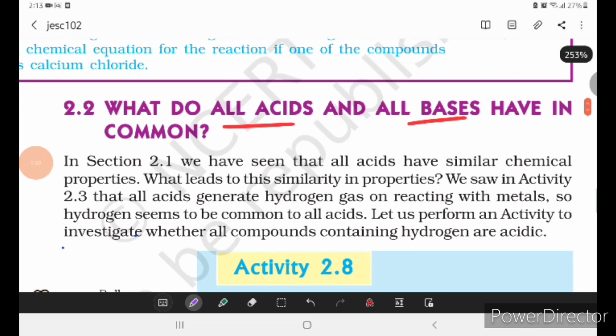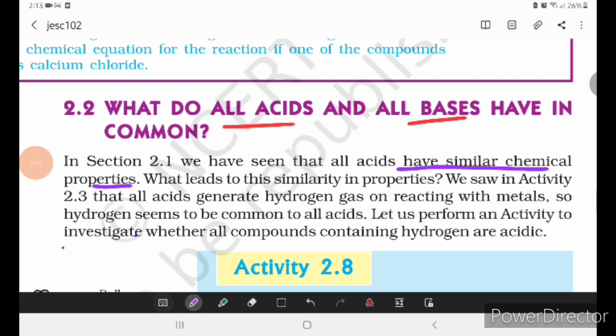In section 2.1 we have seen that all acids have similar chemical properties. Yes, they have similar chemical properties, for example, in the experiment we performed, when an acid reacts with a metal, it gives us salt and hydrogen gas. If you see each and every acid reacting with a metal, it yields hydrogen gas and a salt, which is very similar for all types of acids. What leads to this similarity in property?